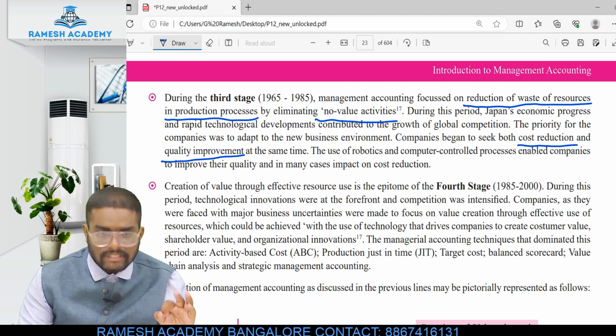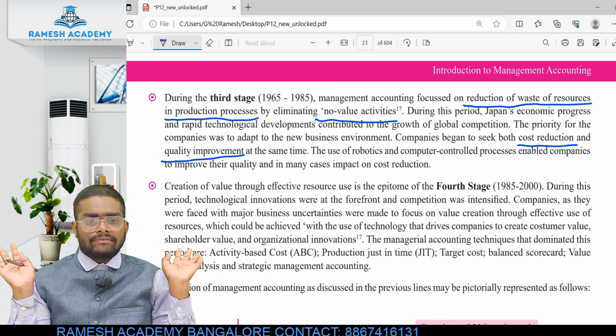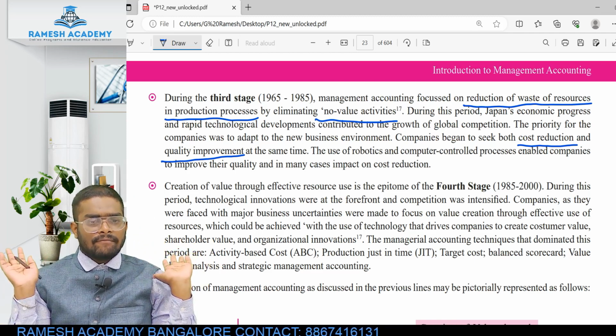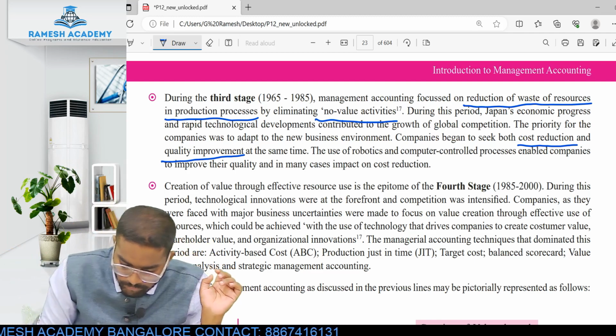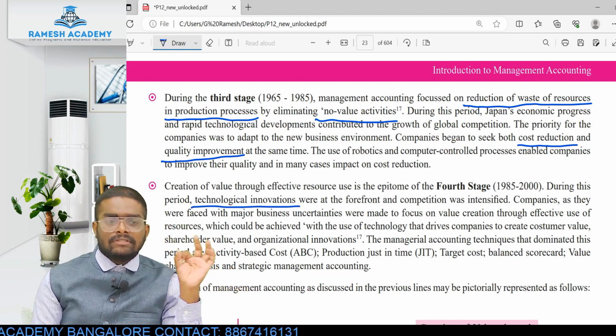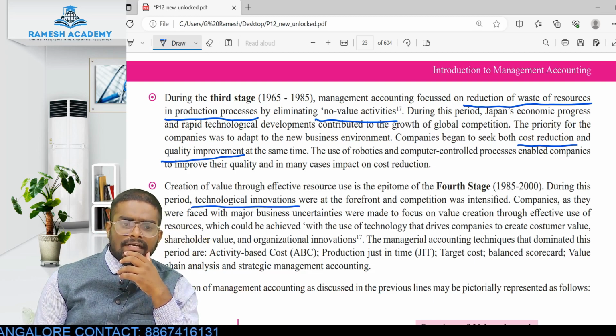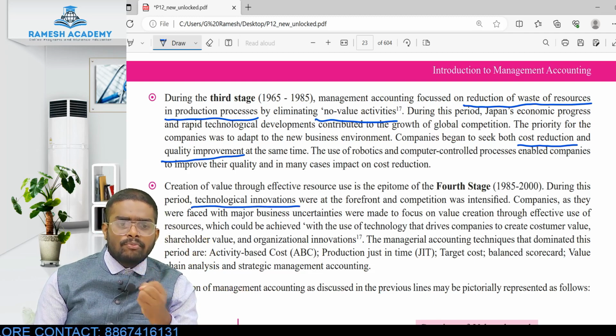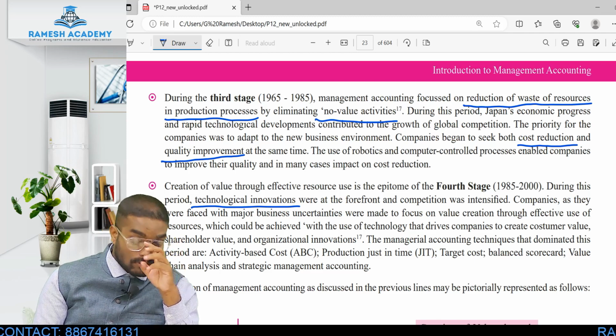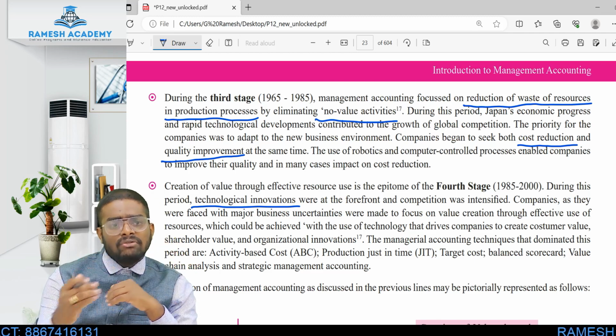Next, we have the fourth stage. Fourth stage is a modern stage. Every concept came from here. See, there were many technological innovations. So in this, technology came into picture. As you can see, the time is 1985 to 2000. There was a boom in technology. So there was a gradual decrease in cost.